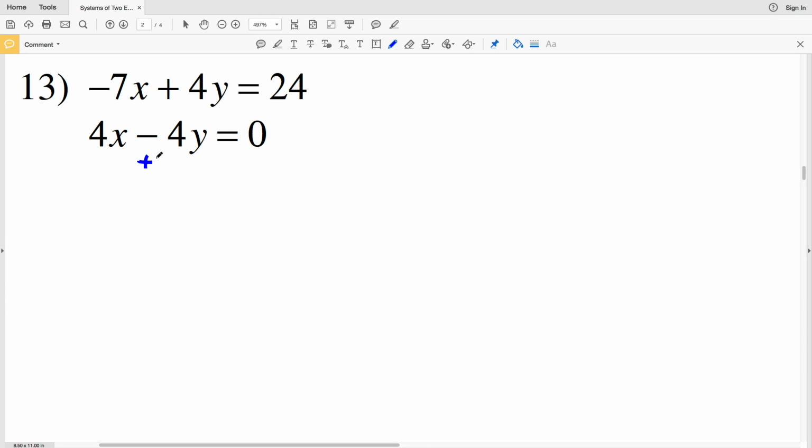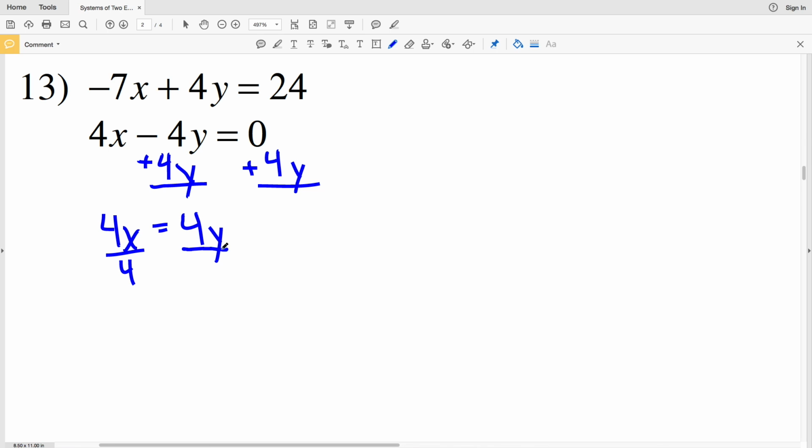Now number 13, I'll add 4y to both sides in this bottom equation. And I'm doing so because 4 and 4 are divisible by the same numbers and therefore can be simplified. So I'll get that 4x equals 4y. And then when I divide both sides by 4, I'll get that x is equal to y. So if x equals y, once I solve for one, I know what the other one is. So I'll take x and plug y in for x in my first equation.